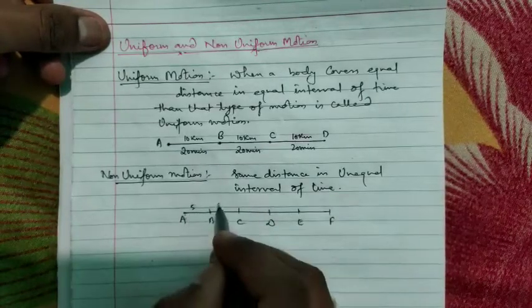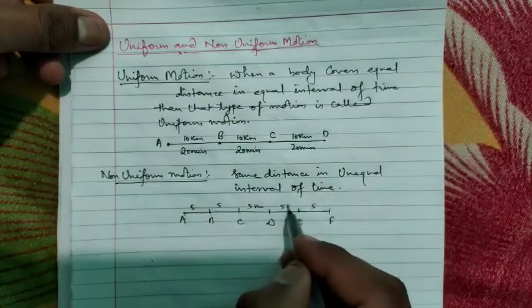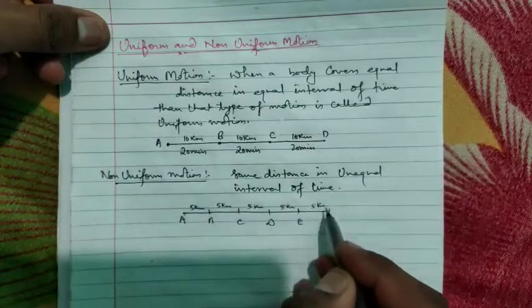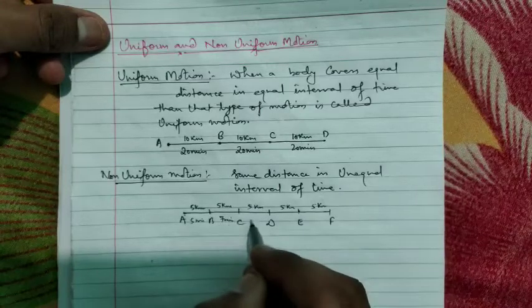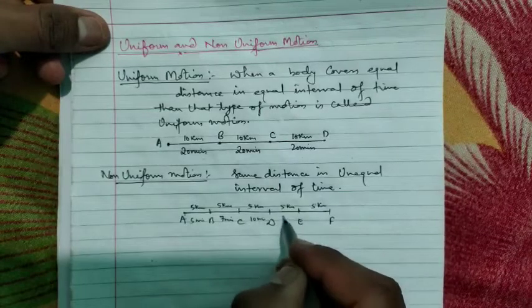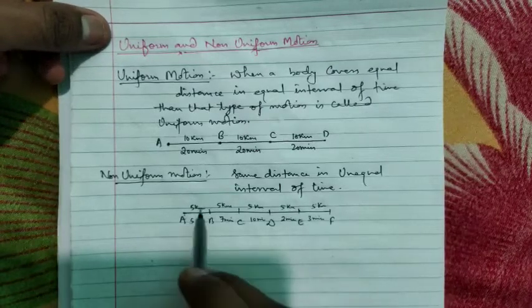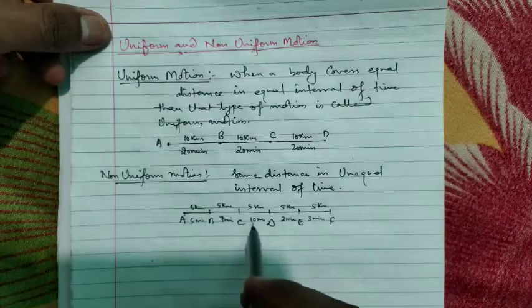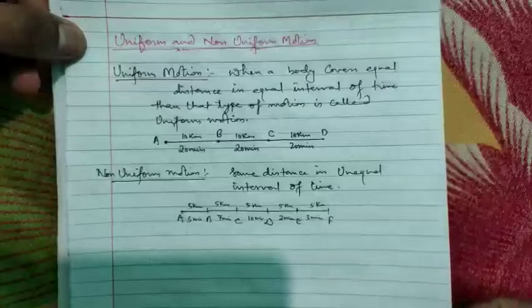Suppose at every point the distance is 5 kilometers, and for every 5 kilometers the time duration is different. Here the body takes 5 minutes, here it takes 7 minutes, here it takes 10 minutes, here it takes 2 minutes, here it takes 3 minutes. We can see that the distance is equal but the time interval is different. Then we can say that the body is in non-uniform motion.